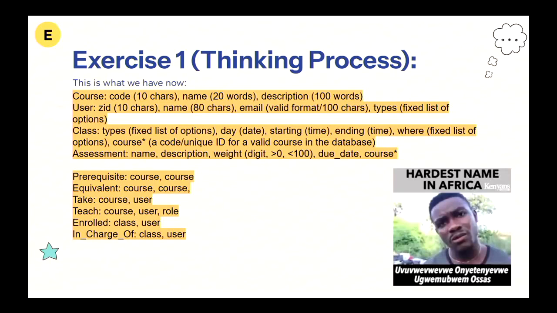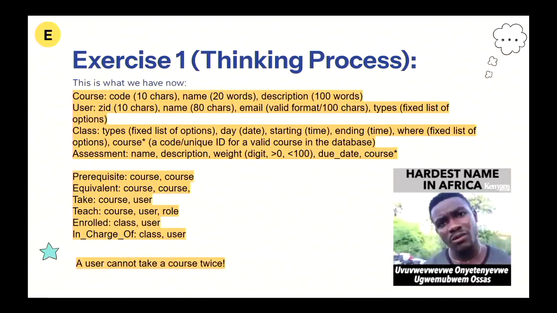And for assignments, let's skip the name and description. And for weight, it should be a digit between 0 and 100. So remember, the constraint could have two types. The type of the attribute is a digit, and the value of the attribute should be between 0 and 100. And as for due date, it should be a date type of data.